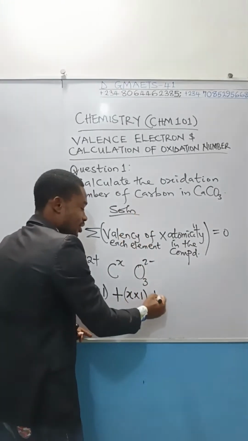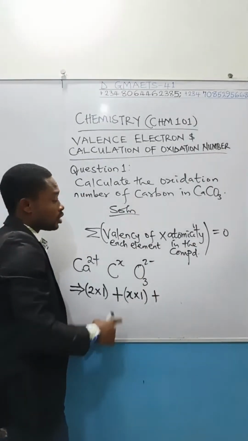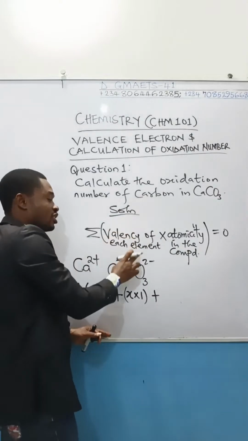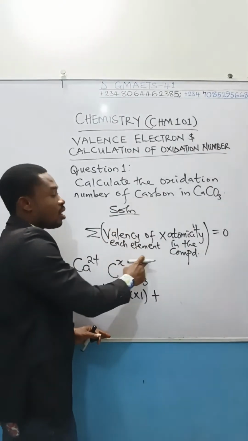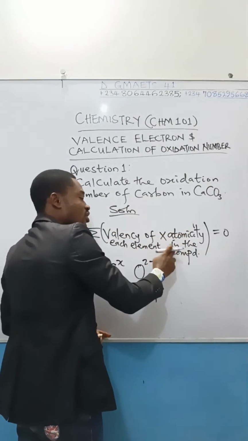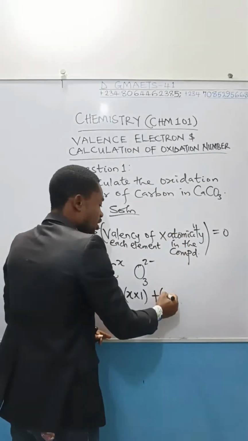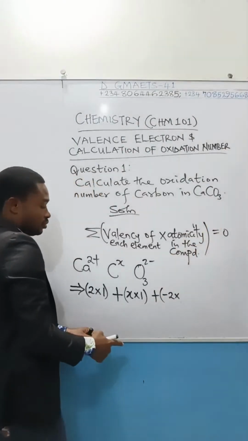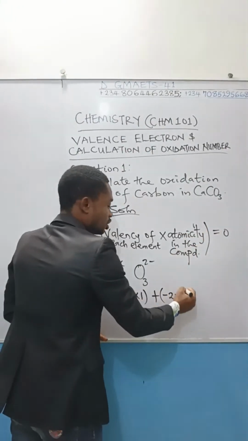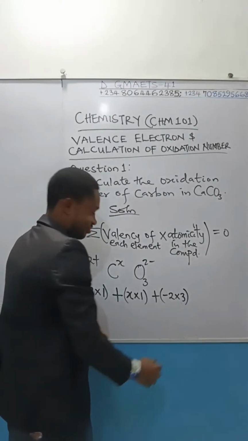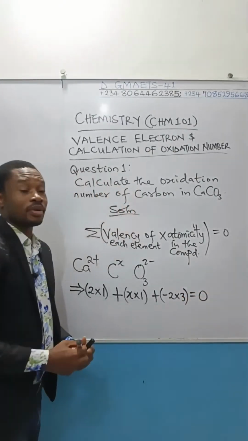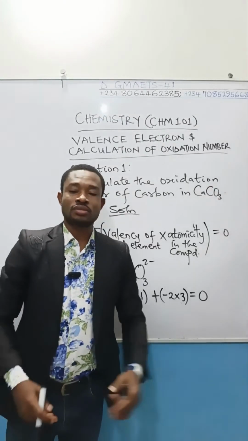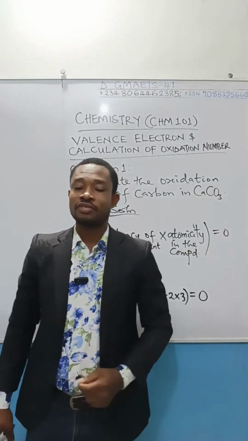Again, add it to that of oxygen. Apply this formula again on oxygen. The valency of oxygen is -2. Multiply by the atomicity of oxygen in this compound. So that's going to be -2 times 3, as you can see in calcium trioxocarbonate. Equate it to 0 now because this is a compound. So all you have to do is solve this simple equation and then calculate the value of X.